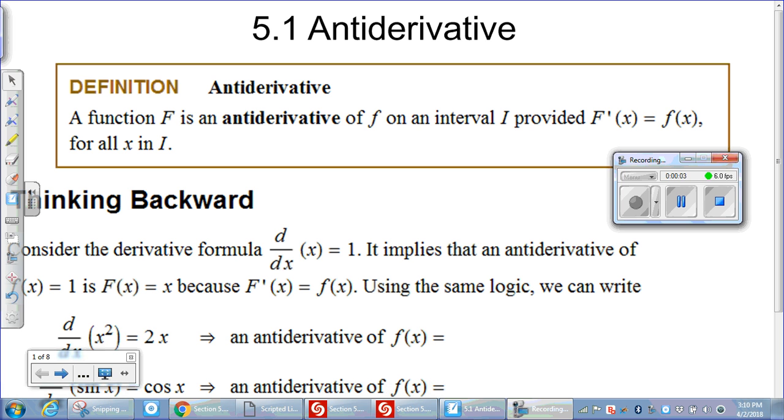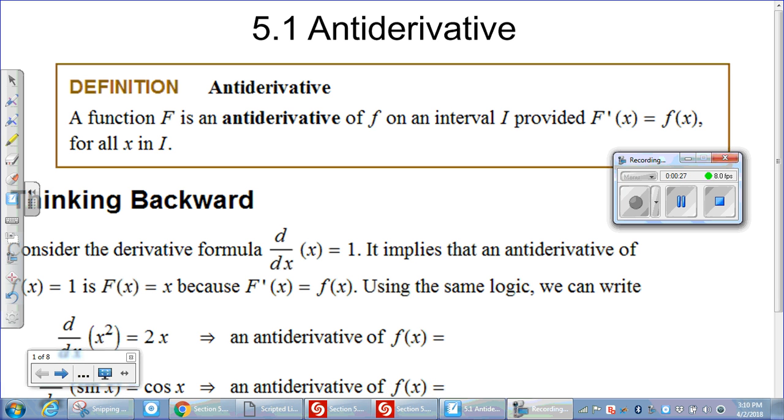This video will cover section 5.1, antiderivative. Let me know if you have a question, but we've been covering the basics of this. You already know there's a word for it, they call it integral, and it's like the inverse operation of taking a derivative, so that's why it's called antiderivative.